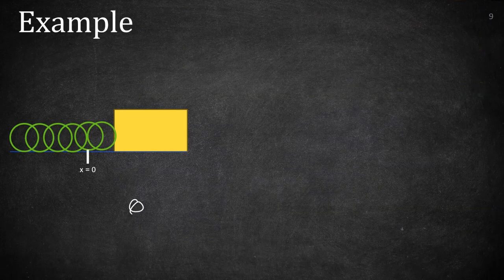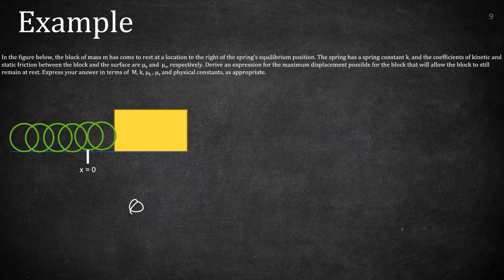Let's look at an example. In the figure below, the block of mass M has come to rest some location to the right of the spring's equilibrium position. The spring has a spring constant K, and the coefficients of kinetic and static friction between the block and the surface are mu K and mu S, respectively. Derive an expression for the maximum displacement possible for the block that will allow the block to still remain at rest. Explain your answer in terms of capital M, K, mu S, and physical constants as appropriate.